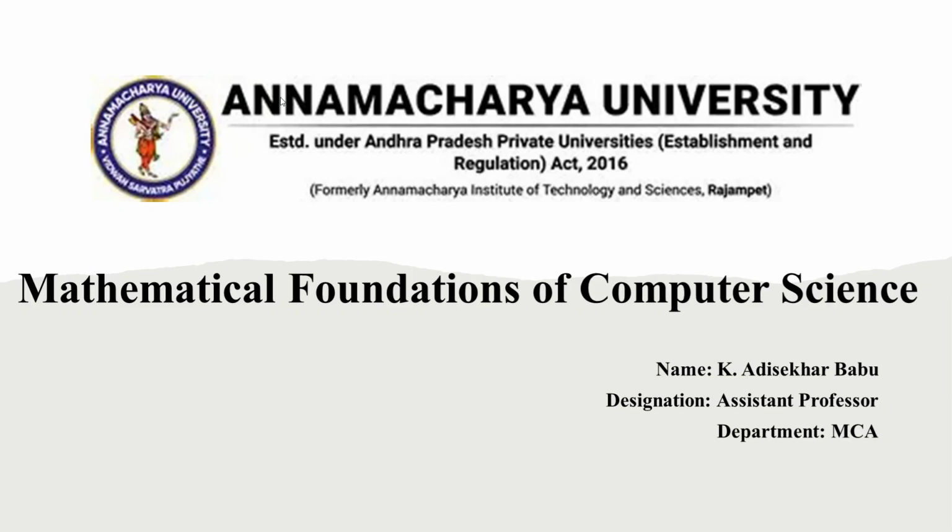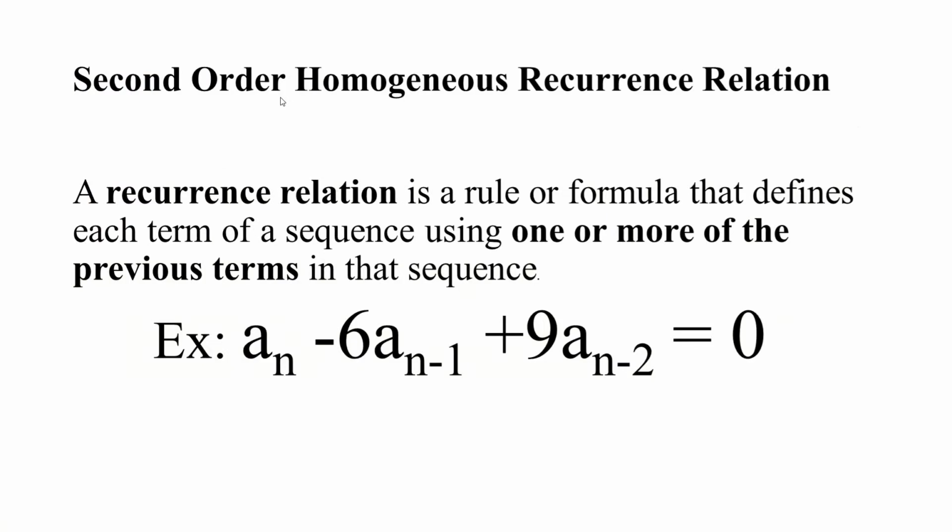Now, in this video, we will discuss mathematical foundations of computer science, recurrence relations. What is meant by recurrence relation? A recurrence relation is a rule or formula that defines each term of a sequence using one or more of the previous terms in that sequence. That is, the a n term, the n minus 1 term, and the n minus 2 term.